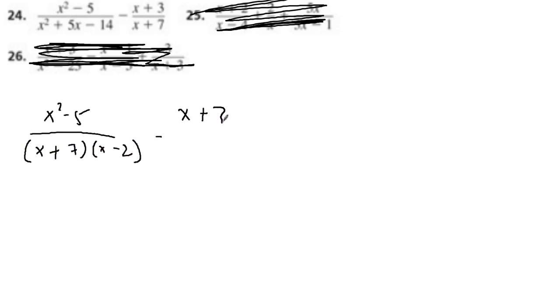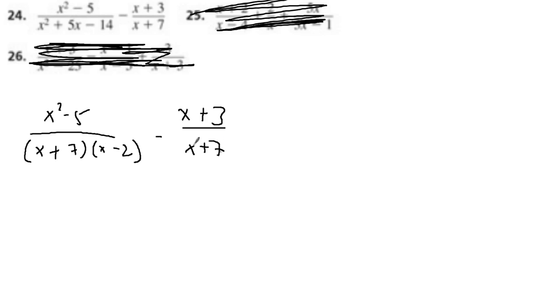So this is the test right here. x squared minus 5 over x squared plus 5x minus 14 minus x plus 3 over x plus 7. So we have x squared minus 5 over x. I'm going to factor this: x plus 7, x minus 2, right, minus x plus 3 over x plus 7. Notice what this side doesn't have. It doesn't have the x minus 2.